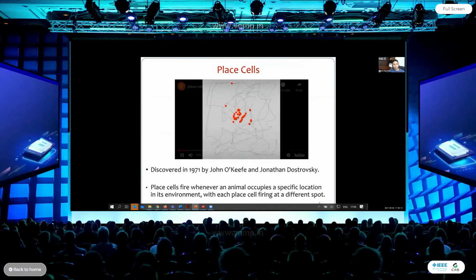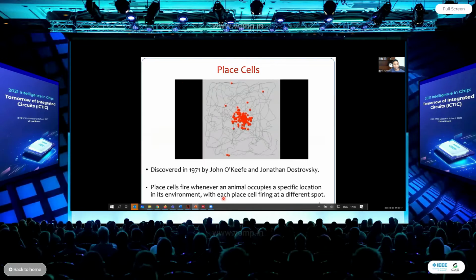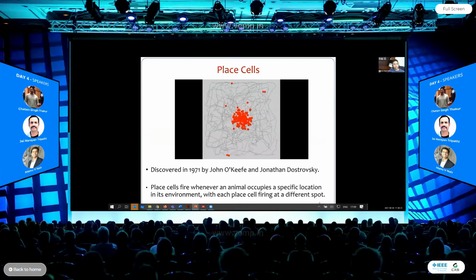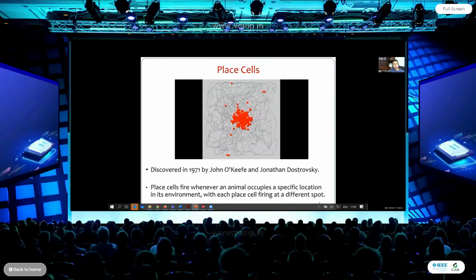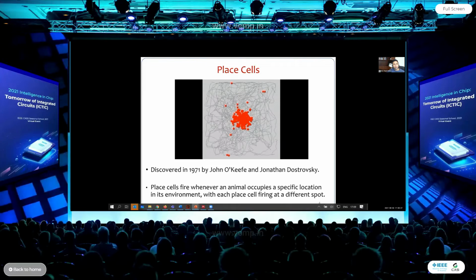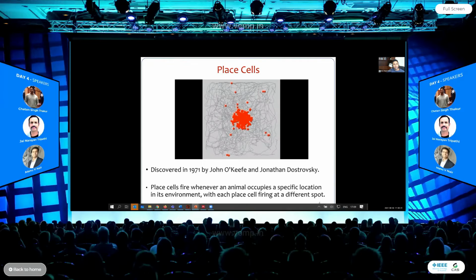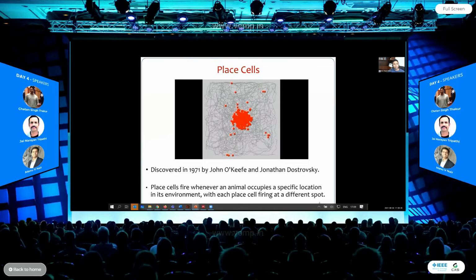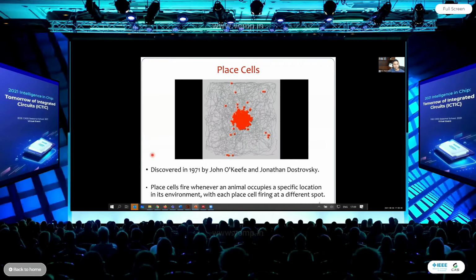So this is from the Technion Israel Institute of Technology lab. I've put the source here, and you can see the rat is moving in this open environment, and one particular neuron which we are observing is only activated at a particular location. So that's what it means. It encodes one particular place field of an environment. That's what it means for place cells.